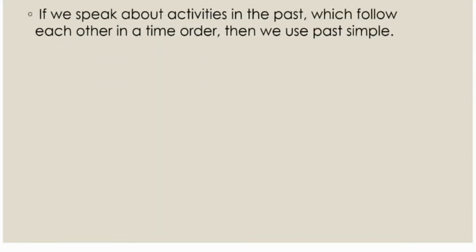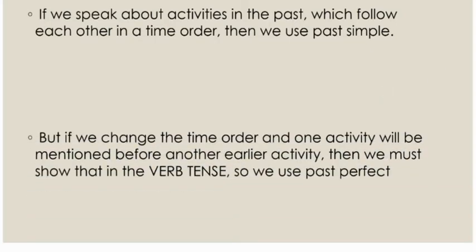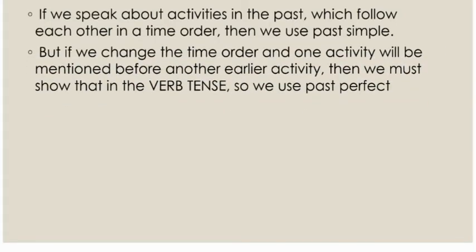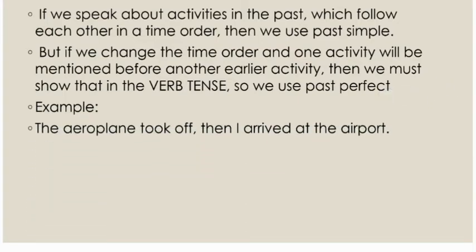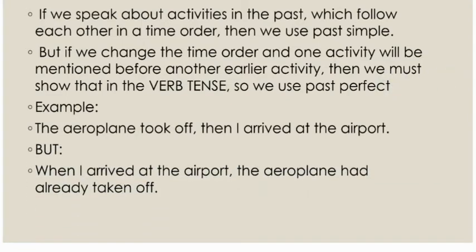If we speak about activities in the past which follow each other in a time order, then we use the past simple. But if we change the time order and one activity will be mentioned before another earlier activity, then we must show that it is in the verb tense. So we use the past perfect. For example, the airplane took off, then I arrived at the airport. But when I arrived at the airport, the airplane had already taken off. It sounds a lot better, right?